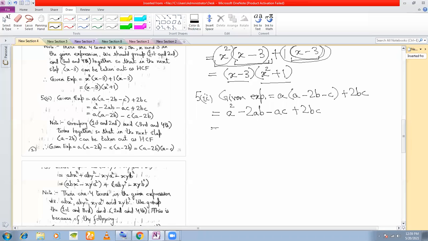So which one should I group? First and second. Is there anything common between first and second? Yes, a is common between first and second. I can take the HCF out. A I take out. So what am I left with? I'm left with a minus 2b.